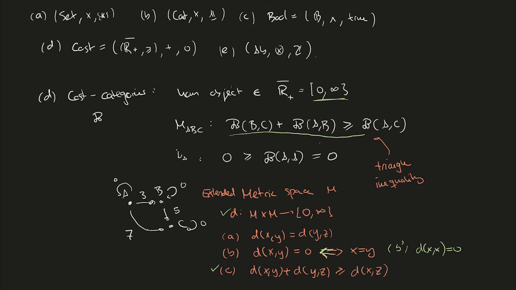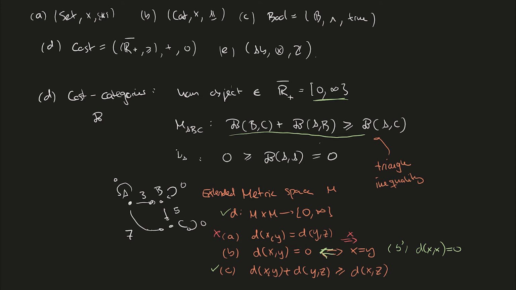So this direction is not necessarily fulfilled in a cost category, and also symmetry does not necessarily have to be fulfilled in a cost category. This means that every extended metric space is in particular a cost category, albeit one that satisfies some further requirements. So we can see cost categories as a generalization of extended metric spaces. This generalization may be useful because we might not always want our distance function to be symmetric.